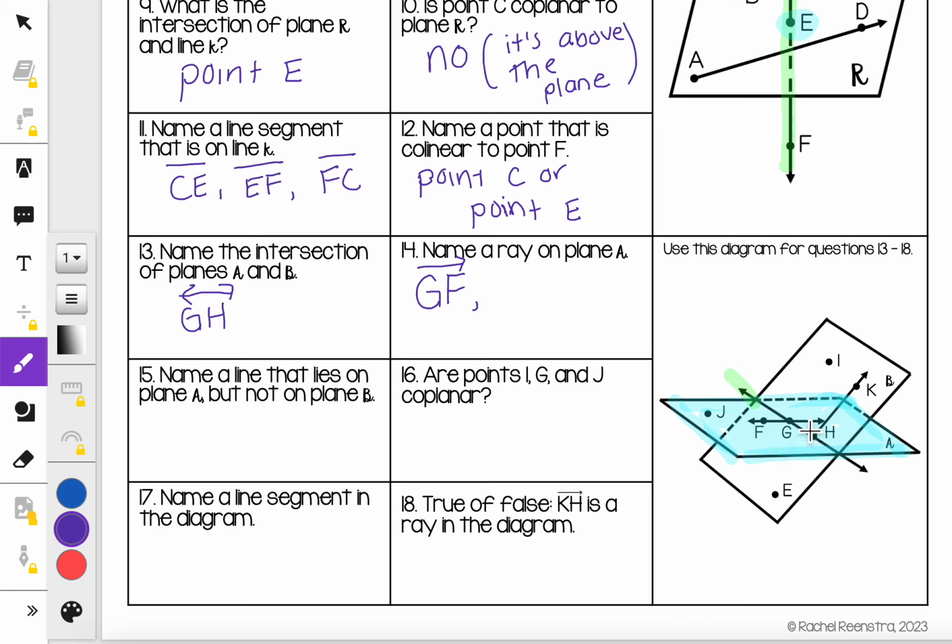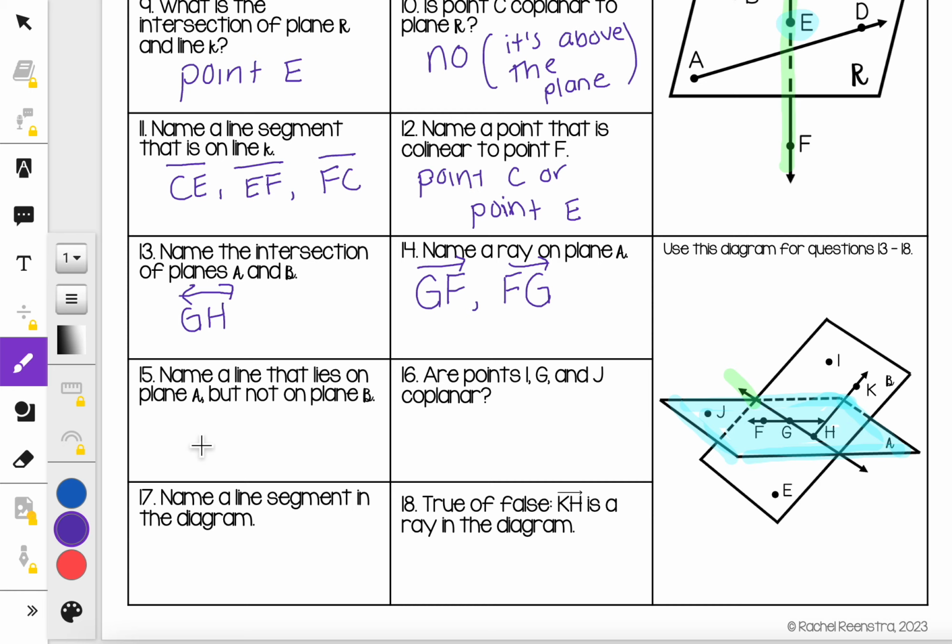You could also say something like FG, right? Maybe you had a ray that's starting at point F and then going forever, because there's arrows on both sides, okay, you could pick either direction. And that's only because they do have those arrows on both sides.